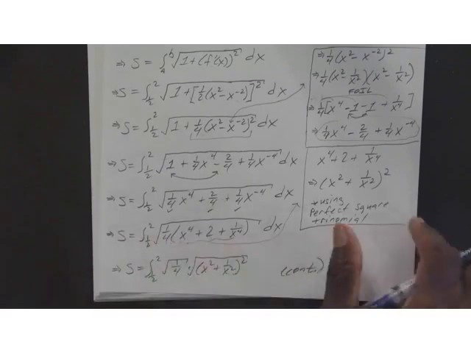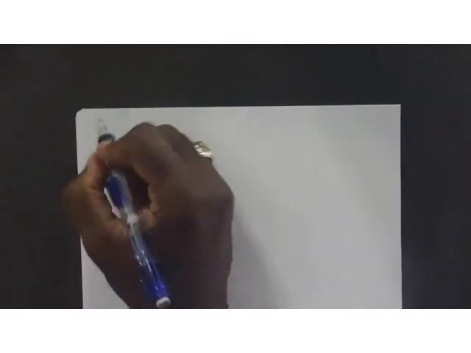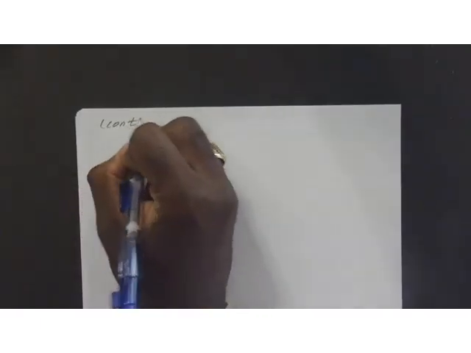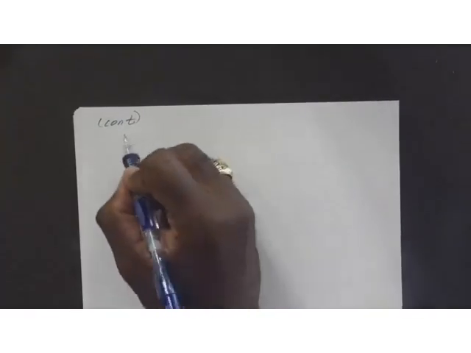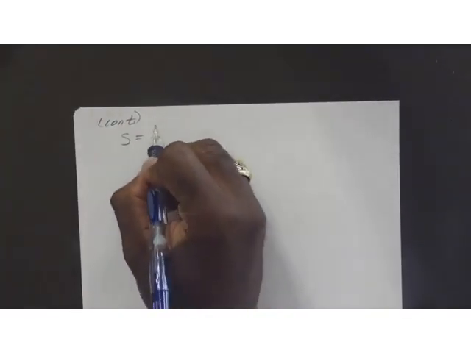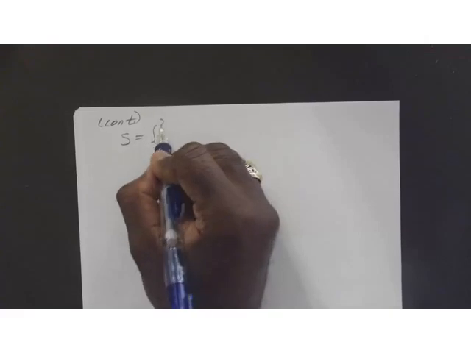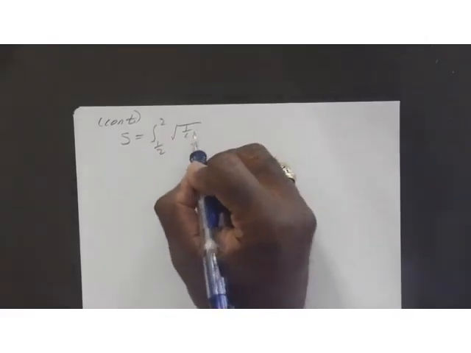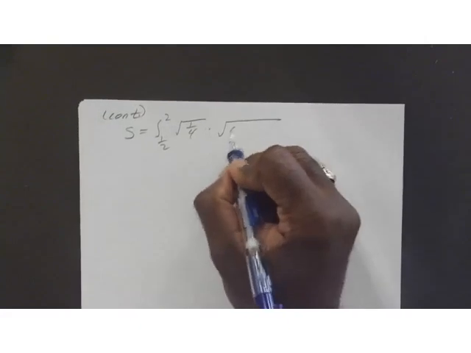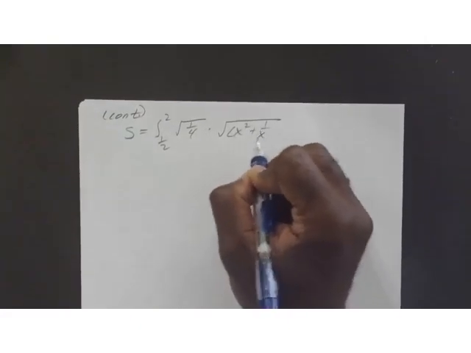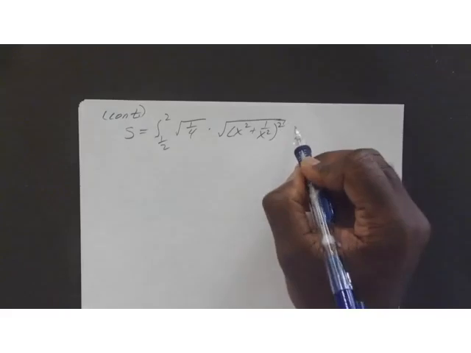Okay, anyone still writing? All right. And let me just write down where we left off. Equal the integral from 1/2 to 2 of the square root of 1/4 times the square root of x squared plus 1 over x squared, squared, with respect to x. Oh, I forgot my dx here.